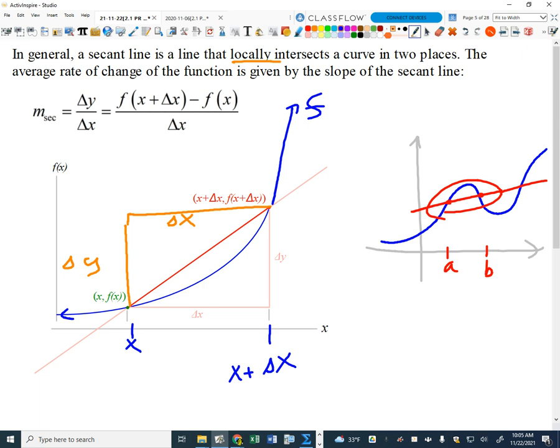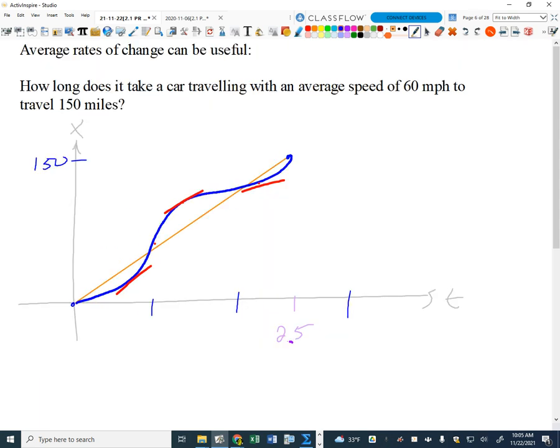Okay? Presumably when we're actually in the business of calculating some derivatives, we're going to know what x is, and maybe we're going to know what delta x is, if we're finding average rates of change. Like x could be, for example, 0, and delta x could be 2.5 hours. Okay?